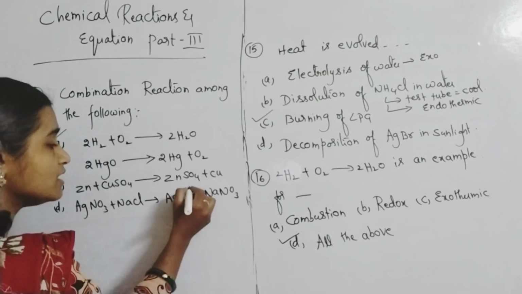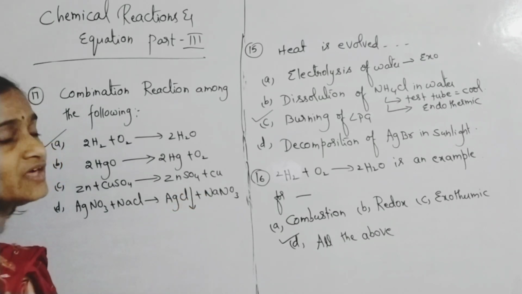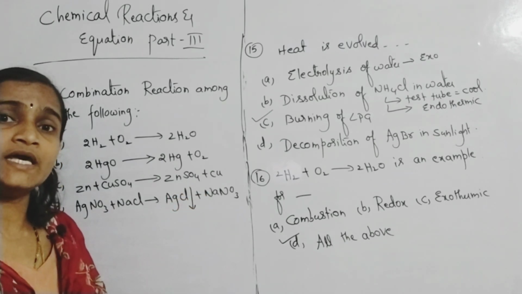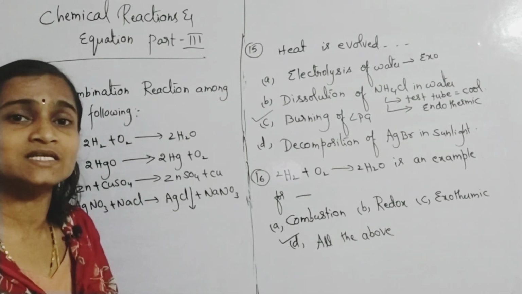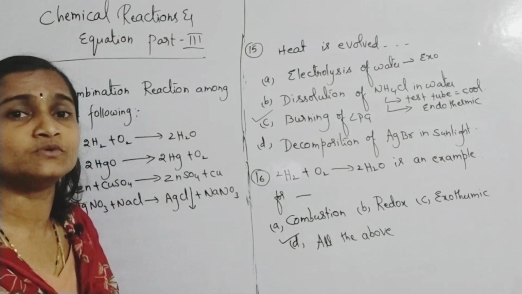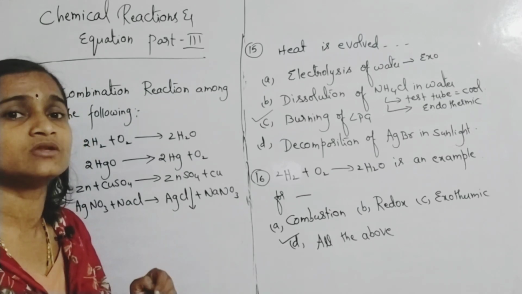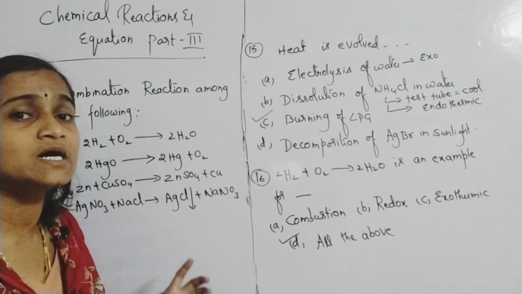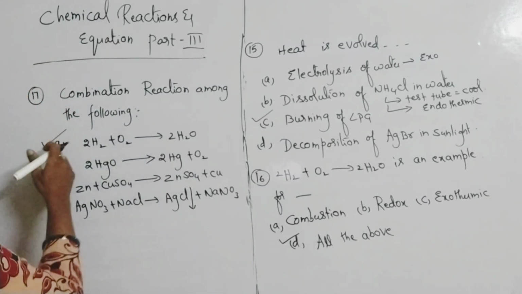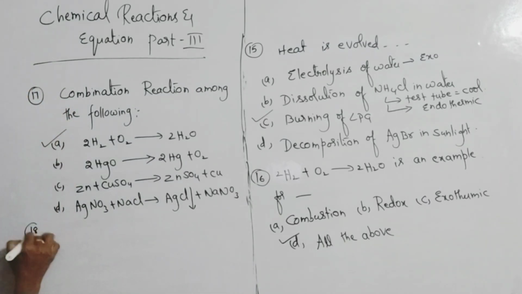And AgNO3 plus NaCl gives rise to AgCl plus NaNO3. Here you will find the white precipitate of AgCl is formed. The insoluble solid substance which settles down at the bottom of the test tube, you call it as what? Precipitate. It's an example for precipitation reaction, which comes under what? Double decomposition reaction. So your correct answer is A. Okay. Next 18th question, once you look at this question.